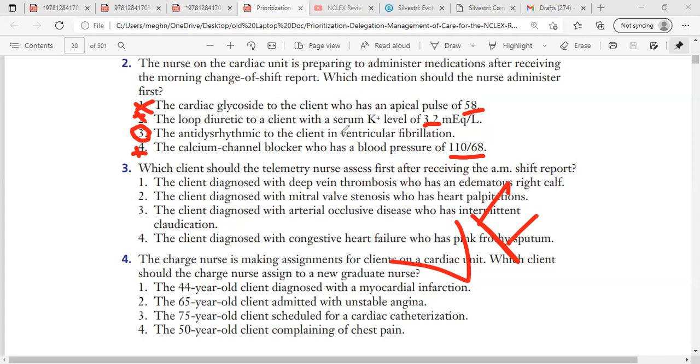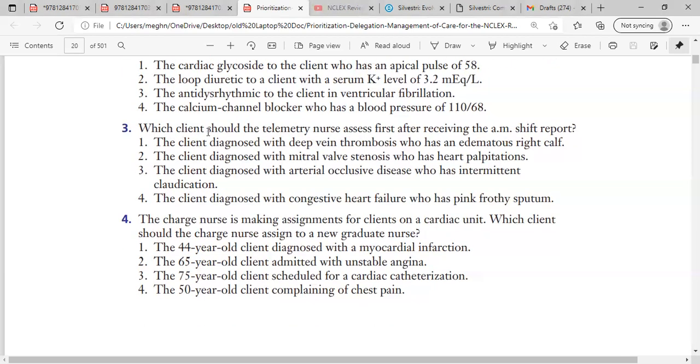Next question, number 3. Let me explain and let me show here. The telemetry nurse should assess which client first after reviewing the AA, meaning the morning shift report. So which patient do you go and check first?